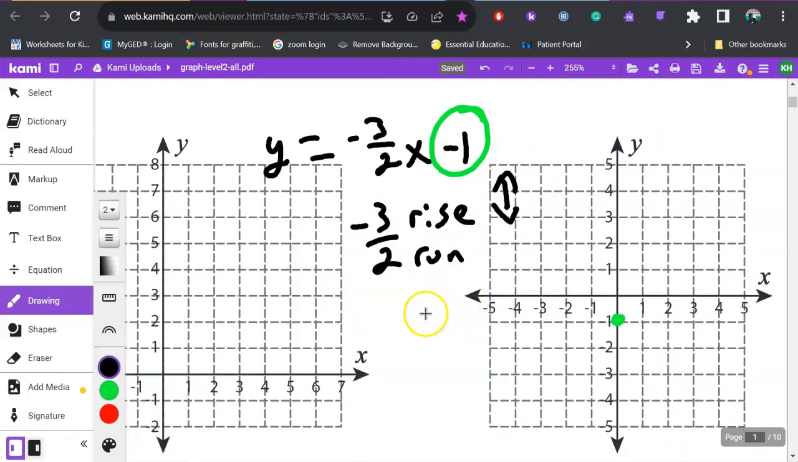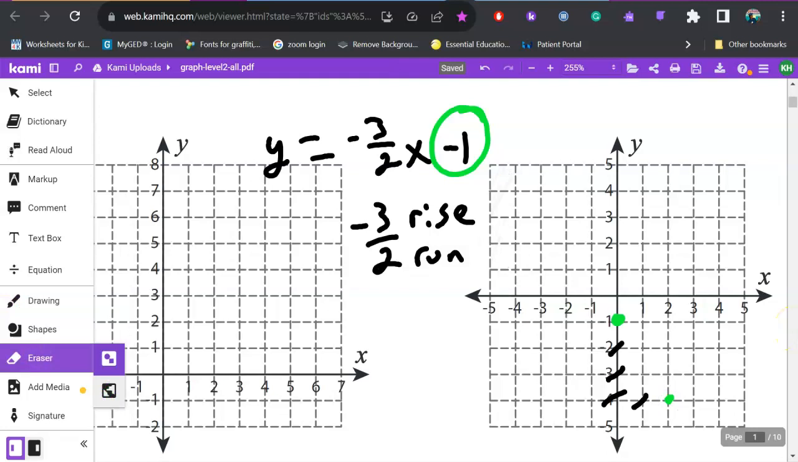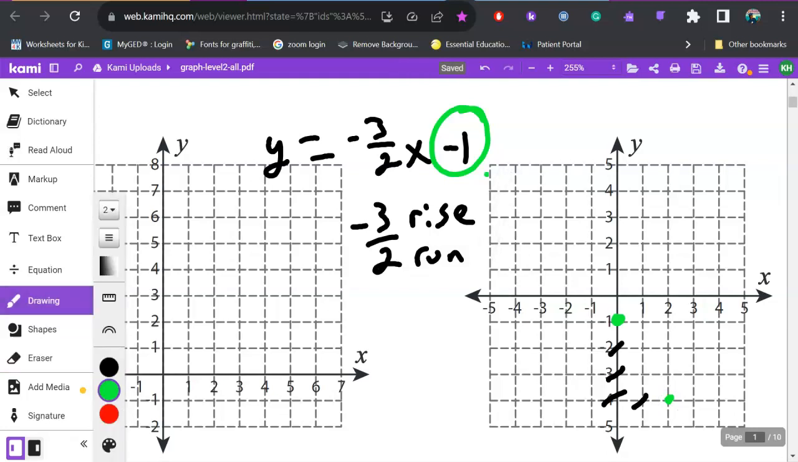My rise is a negative 3. So does that tell you you're going to go up or down? I hope you say down because of the word negative, negative 3. So I'm going to go down 3. 1, 2, 3. And I'm going to run, always run to the right. How many are you going to run? 2. 1, 2. So this is where my second dot is. And then if I were able to draw straight, we're going to pretend I can draw straight, it would go like this. And my graph is complete that way.